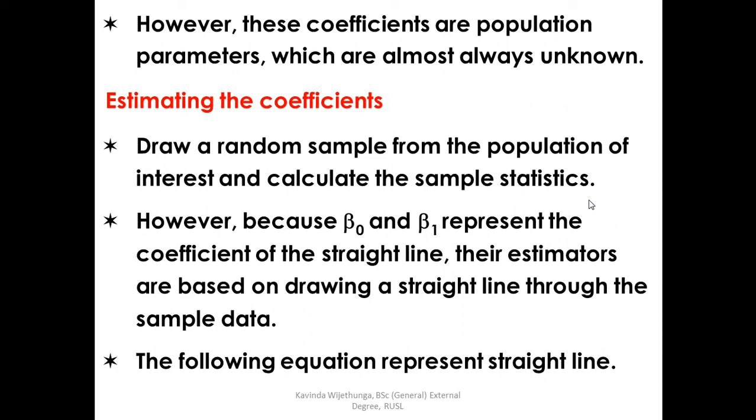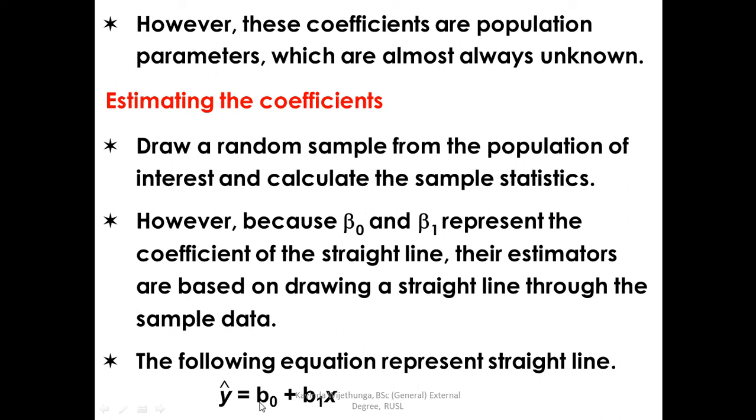The following equation represents the straight line: Y hat equals beta naught plus beta 1x. The hat sign we use for the estimators, right? Y hat is an estimator because we can't find the exact value, we can only estimate it, so we use the hat symbol for representing the estimators.